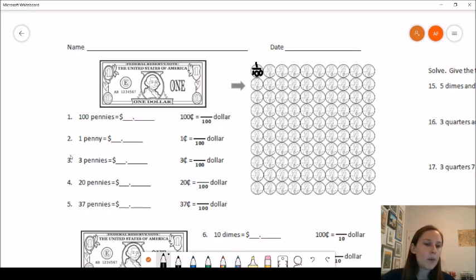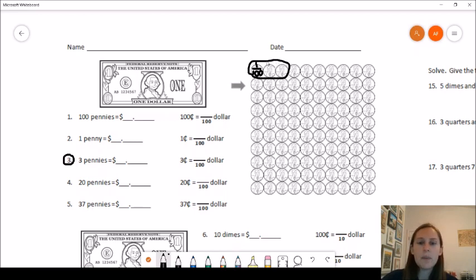Let's take a look at question 3. Now in your problem set, you're doing question 2, but that's actually the same as this one here. So I want you to complete it on your own. So question 3, 3 pennies, what would that be as a fraction and as a decimal? Well, if we have 3 pennies, and I'm going to circle, but you don't have to circle when you have your problem set, I'm just showing.